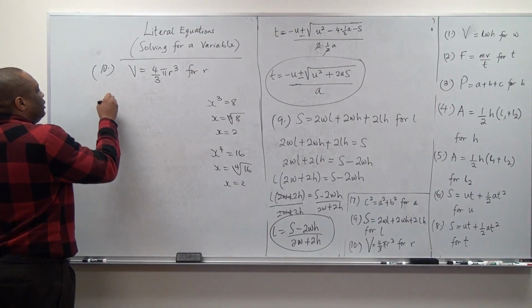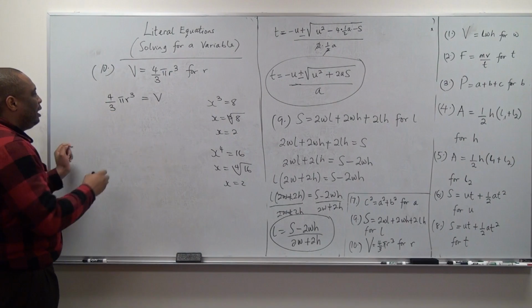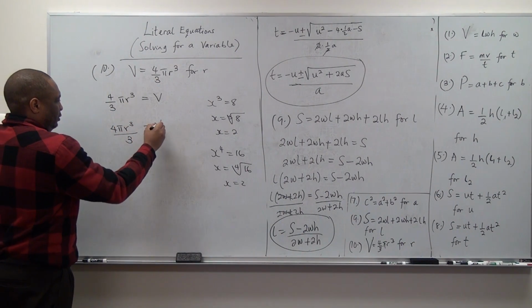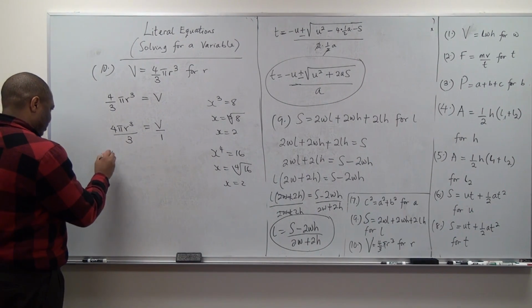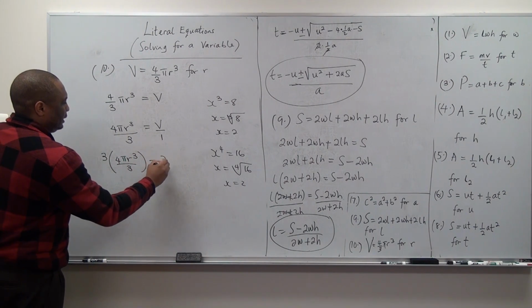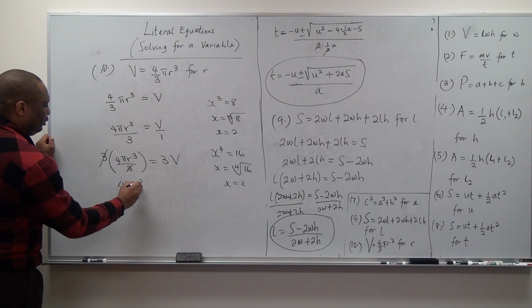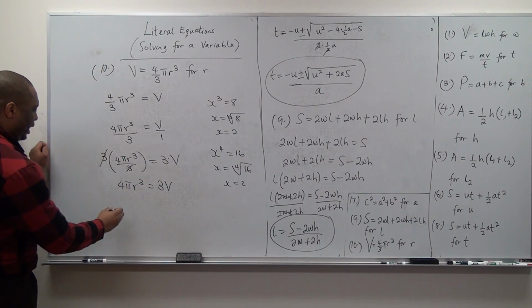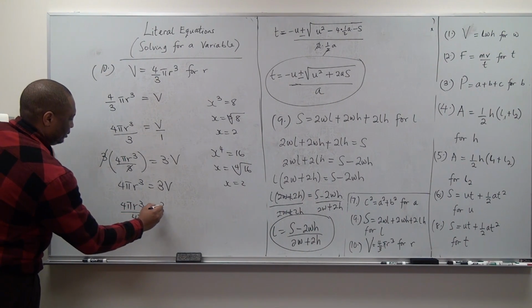So rearrange 4 over 3 pi r cubed equal to V. Now what does this mean? 4 pi r cubed over 3 equal to V over 1. LCD is what? 3. Multiply both sides by the LCD, equal to 3 times V. 3 will cross out 3, so you have 4 pi r cubed equal to 3V. Then divide both sides by 4 pi.